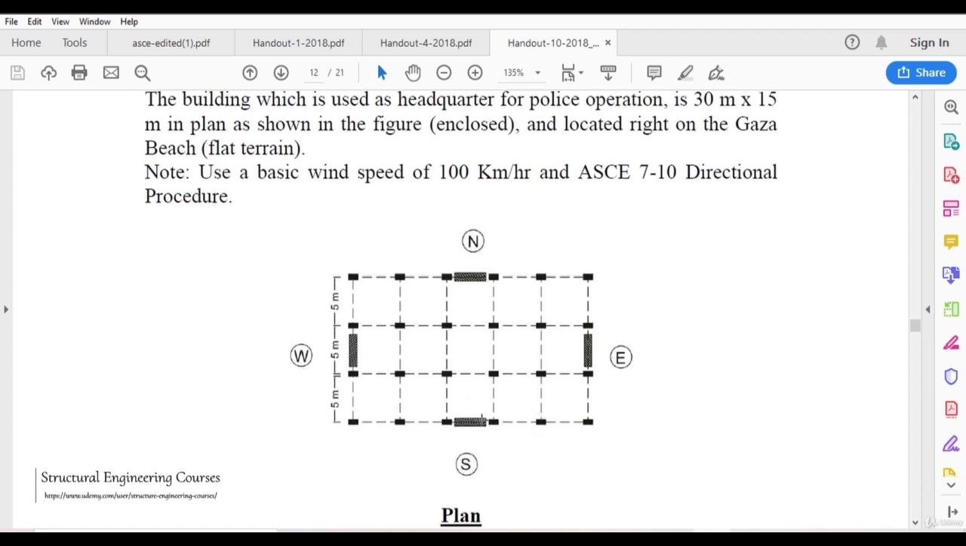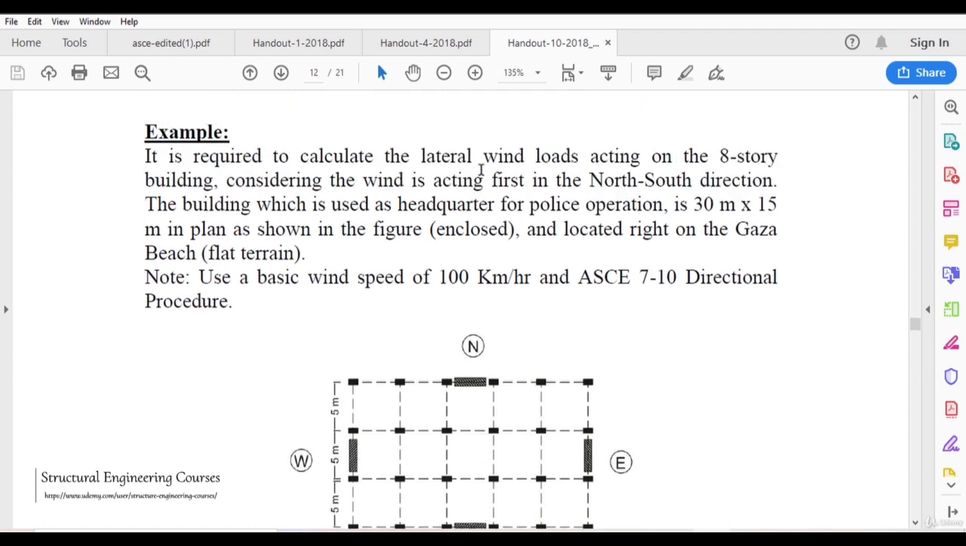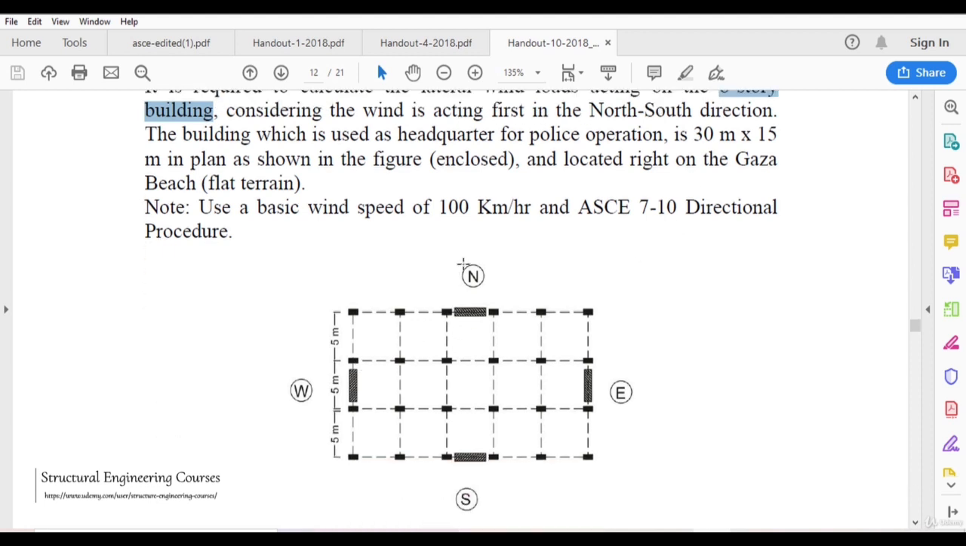So here it is saying that it is required to calculate the lateral wind load acting on the 8th story building. Considering the wind is acting first in the north-south direction, that is this direction. The building is used as headquarters for police operation and is 30 meter by 15 meter in plan. This dimension is 30 meter and this dimension is 15 meter. And it is enclosed. It is located right on the Gaza beach, that is flat terrain.